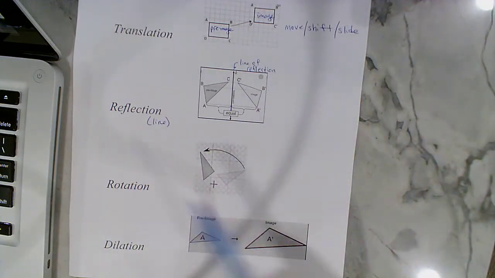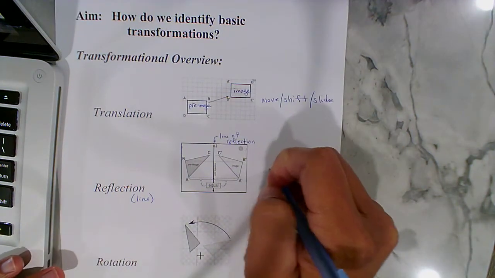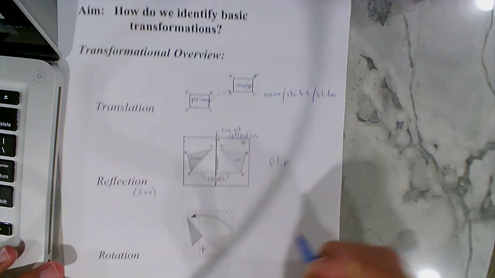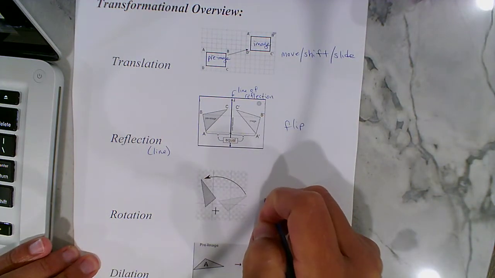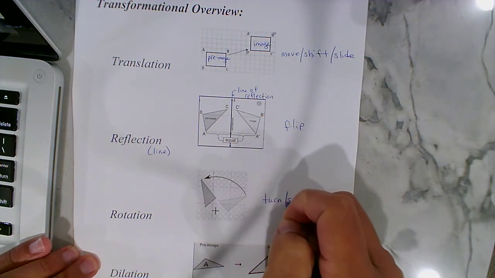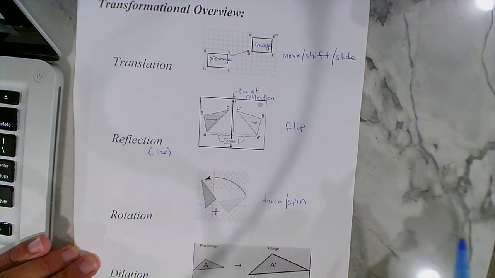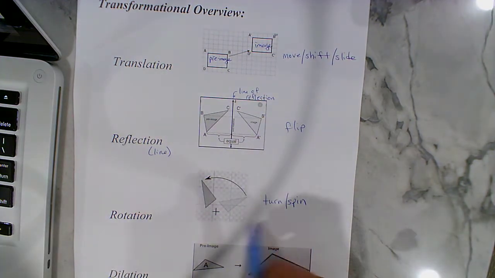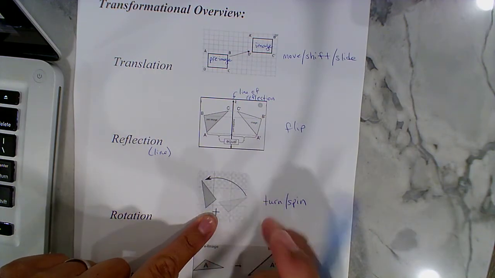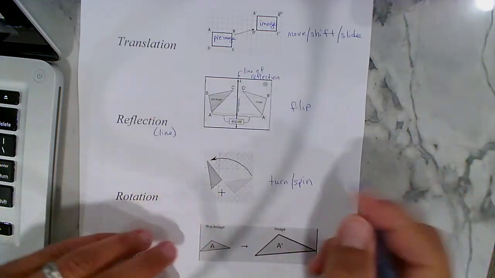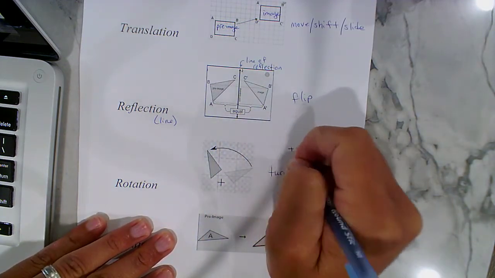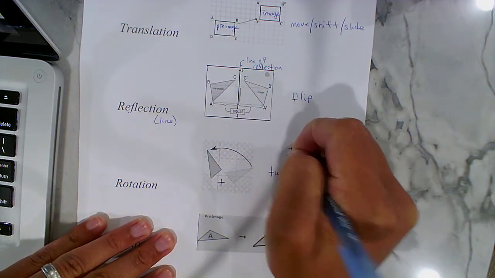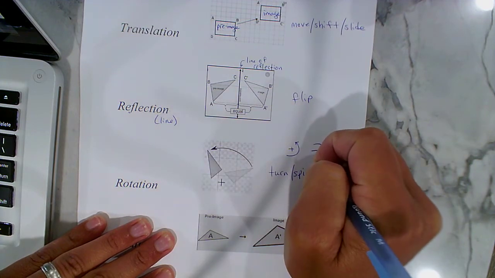All right. Rotations. So reflection was a flip. A rotation is a turn or a spin. Now, without getting into too much here, there's a point around which everything spins. And there's a direction and an amount. So positive goes this way and negative goes that way.